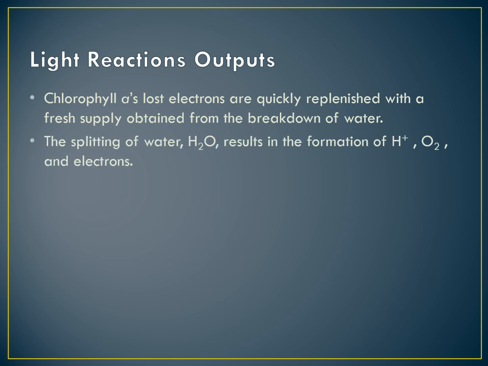When water is split, you end up with three different things. You end up with H+, which is hydrogen ions, or simply called protons. You end up with O2, which is oxygen gas. Oxygen will exit the open leaf stomata, and you end up with electrons.